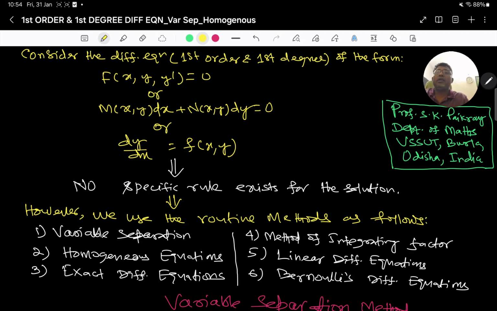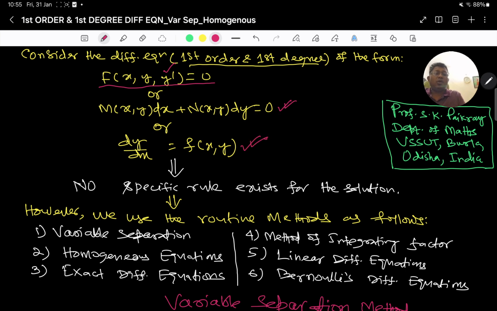Hello everyone. In this lecture I shall discuss the solution of first order and first degree differential equations. If you think of the implicit form of the differential equations, it may be like this. It involves y dash only because of the first order. Also we consider the degree 1, and it involves x, y and y dash implicitly of this form, or it may be of this form, or it may be of this form.